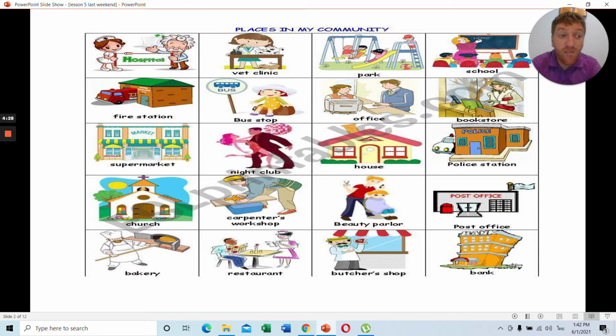So these are some examples of places in the community. There's a lot more places in the community, like the airport or the shopping mall or the bowling alley or the cinema. There is loads and loads more. So these are just a few examples.